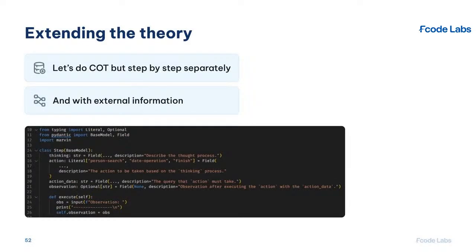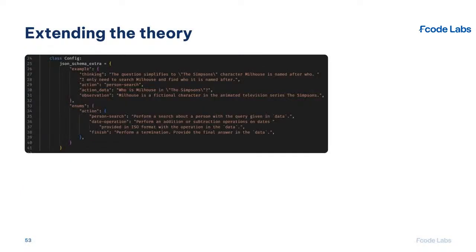So if we look at the actions, the model in the Pydantic data representation, we can't explain what each of these actions does. So I'm attaching them to the enum in the extra field. For person search, we can perform a search about the person, and the query needs to be given in the data field. And date operation is just addition or subtraction of dates. Finish will terminate the process, and you have to send the final result in the data field.